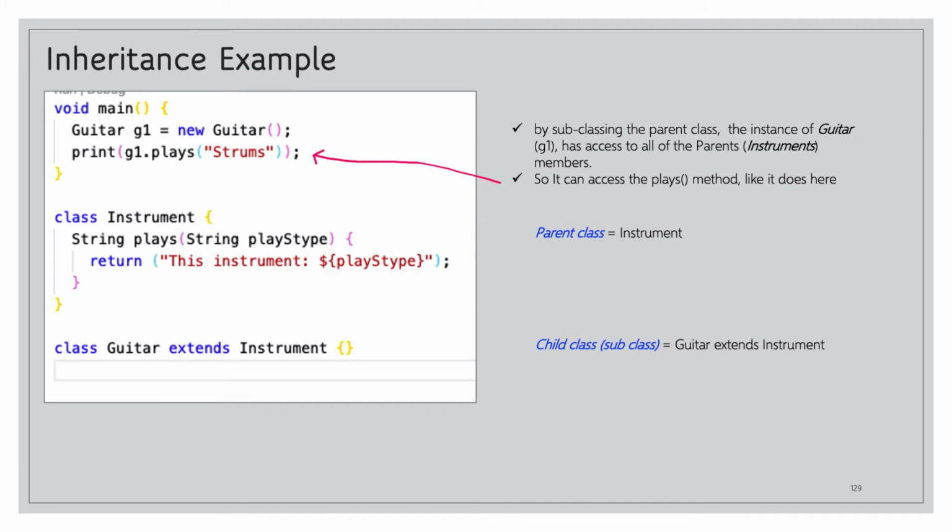In the main function, we create an instance of guitar. Guitar, G1 equals new guitar. But we are able to access the plays method from the parent class instrument. So when we print out G1, our instance of guitar, the child, dot plays, a method from the parent, we pass in the argument strums, we're able to execute that code.